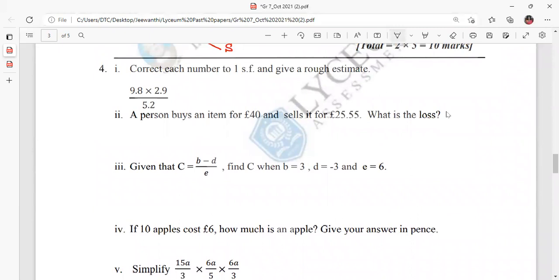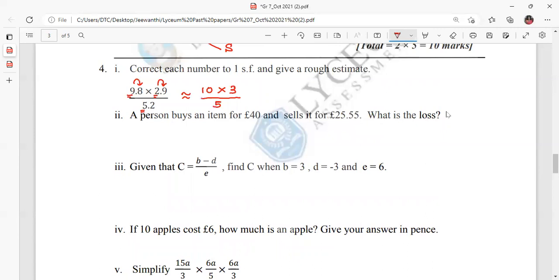Question number 4. Here you want to correct the numbers to one significant figure. This is the first significant figure. First you underline it. Then you look at the next number. So this is approximately equal to what? 9.8 becomes 10. Then 2.9 becomes 3. And 5.2 is 5 as it is. It does not change because 2 is below 5.